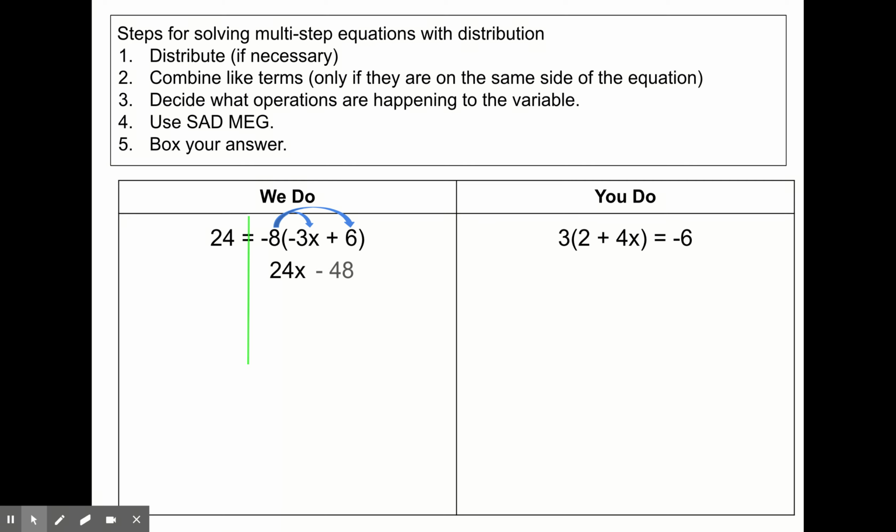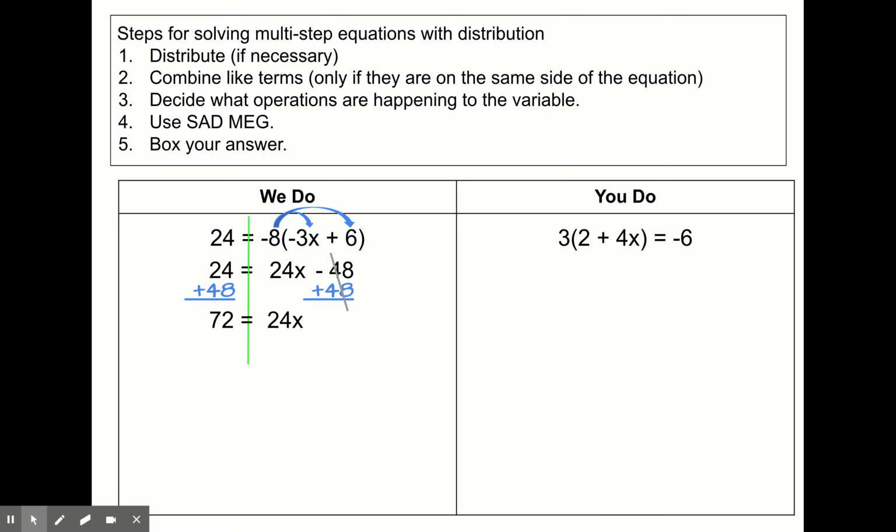Negative 8 times negative 3 is positive 24. Negative 8 times 6 is negative 48. If you chose to write plus negative 48, that's okay. It simplifies down to minus 48. Using SADMEG, subtraction is our first choice. So we do have subtraction. So to undo subtracting, we add the same number, of course, to both sides. On the right, negative 48 plus 48 reduces to 0, so we're left with 24x. On the left, 72.